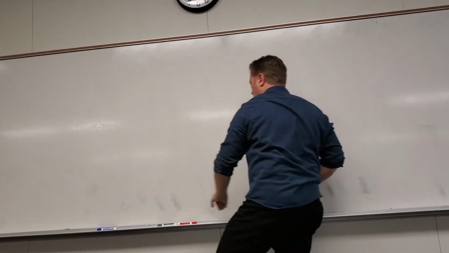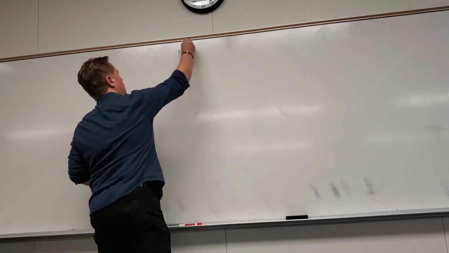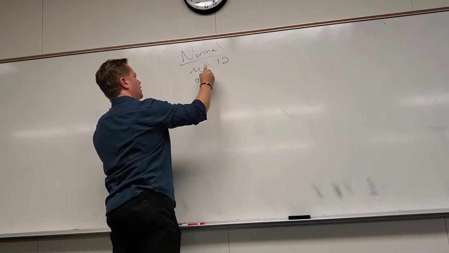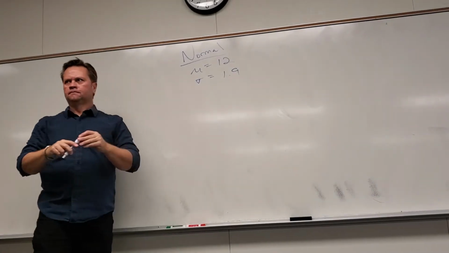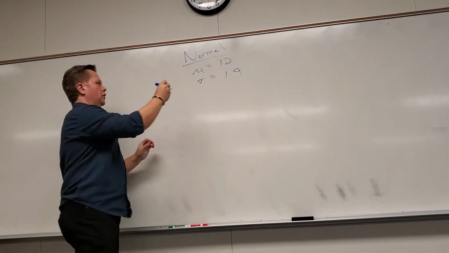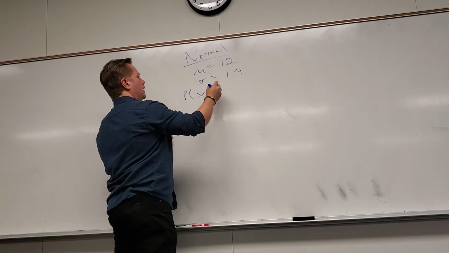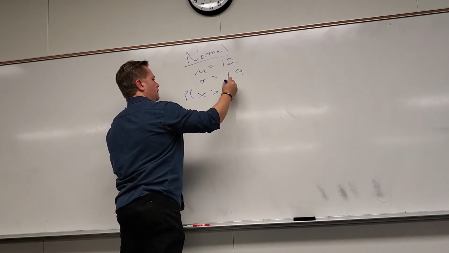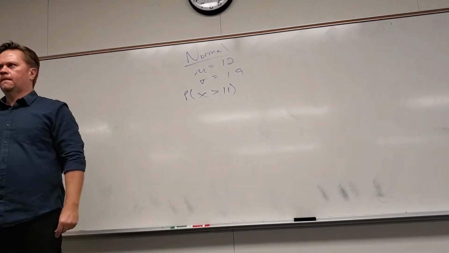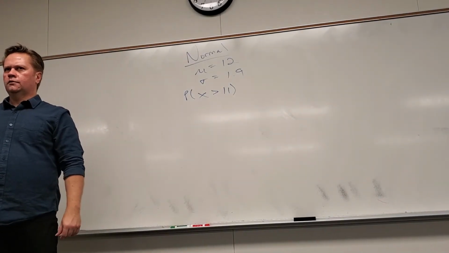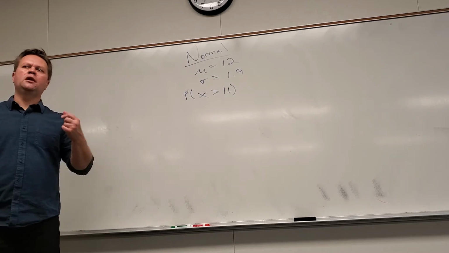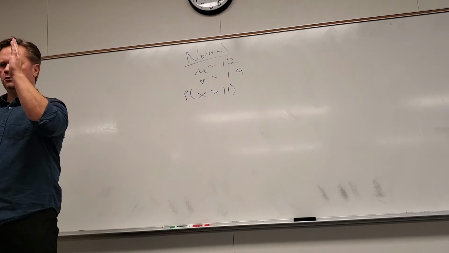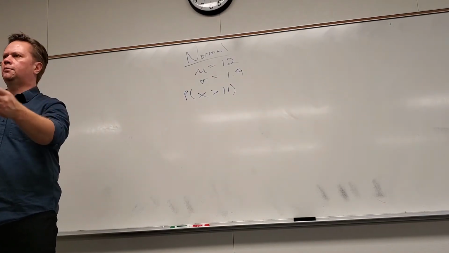So, if I had a normal distribution with a mean of 12 and a standard deviation of 1.9, and I want to know the probability that something is greater than, what do you got, Jeff? Greater than 11. All right, so I tell you it's normal. I give you a mean and a standard deviation. I ask you a probability. That's your z-score, look it up on the chart kind of problem.